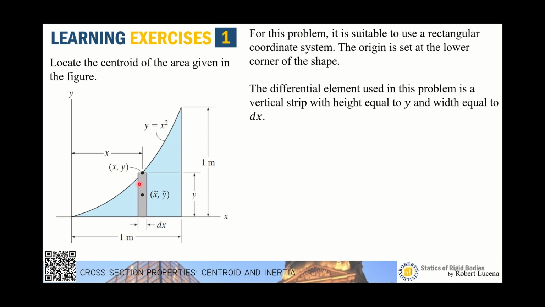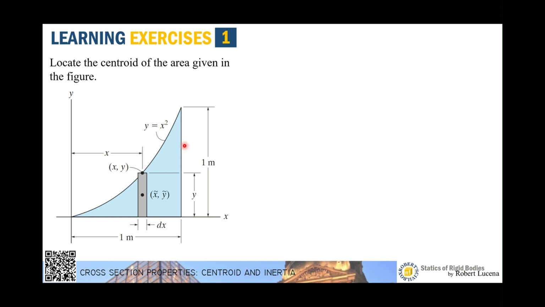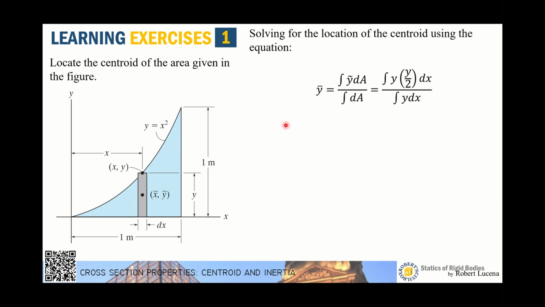Now if our intention is to locate the centroid measured from the y-axis, we use x. And for locating the centroid measured from the x-axis, we use y. So solving the location of the centroid using the equation, the integral of y-bar dA over the integral of dA will allow you to solve the centroid measured from the x-axis.